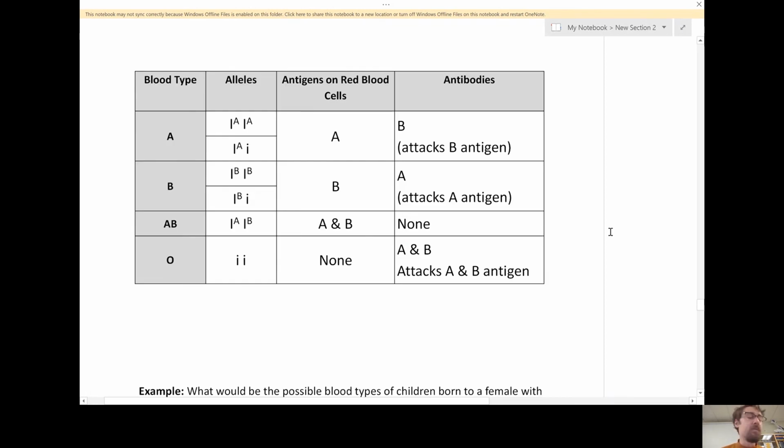So we just kind of have this table of different alleles, antigens, and antibodies. You can just remember that O is recessive. So if there's an A or a B allele in that person, just have that dominant trait expressed.